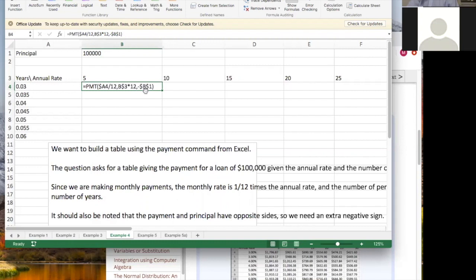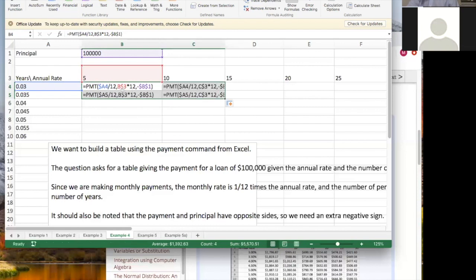a year. And the detail is that the principal is going to be made negative because, following good accounting procedures, Excel says if the principal is money that came in, the payment should be money that comes out. And so it's negative, but we find it convenient to have both of those numbers be positive. Notice that when I drag down, the annual interest rate has changed, but the number of years has stayed the same. And when I drag over, the number of years has changed. The interest rate has stayed the same, but the number of years has changed from B to C.